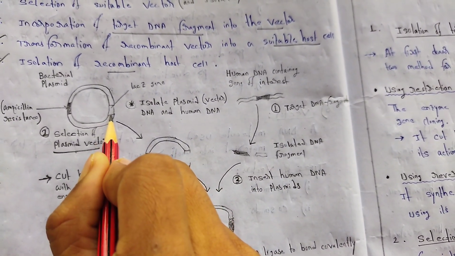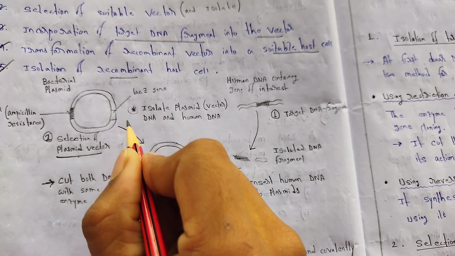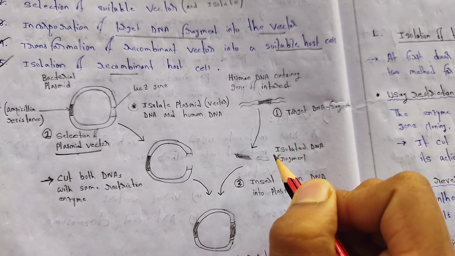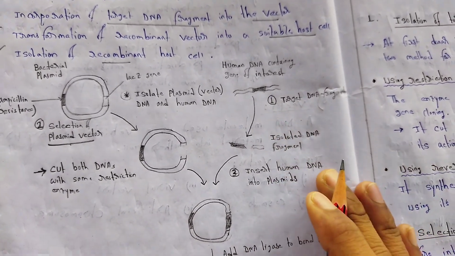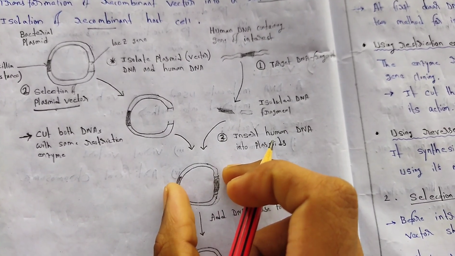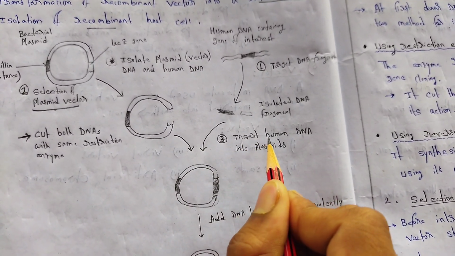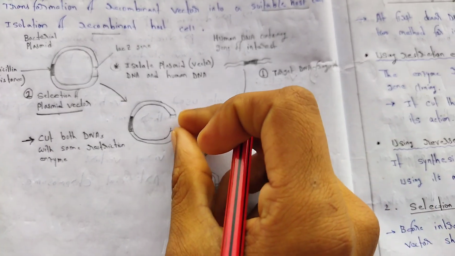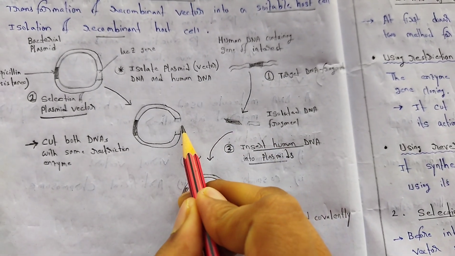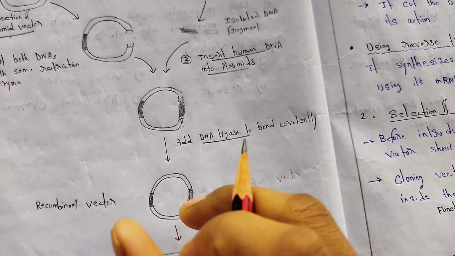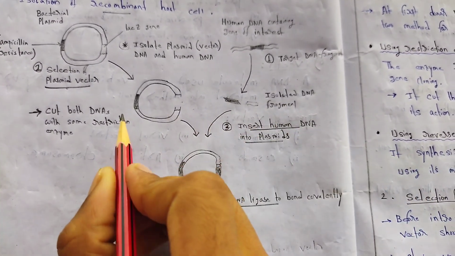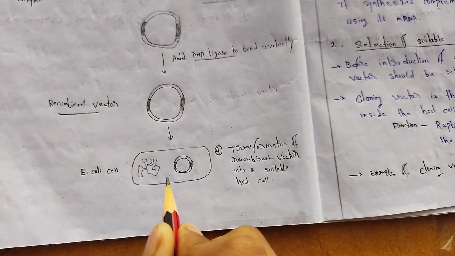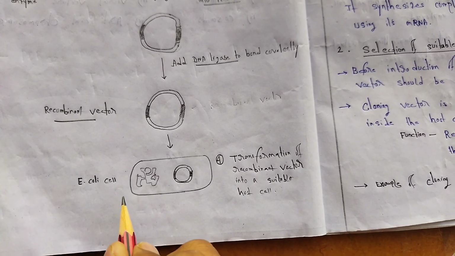We have to cut the vector at a specific site with the restriction endonuclease enzyme, and cut the DNA fragment using the same restriction enzyme, and attach both together. Insert the human DNA into the plasmid. We use DNA ligase for attaching the DNA fragment and the plasmid vector. We get the recombinant vector. Then we have to replicate it in the host cell.